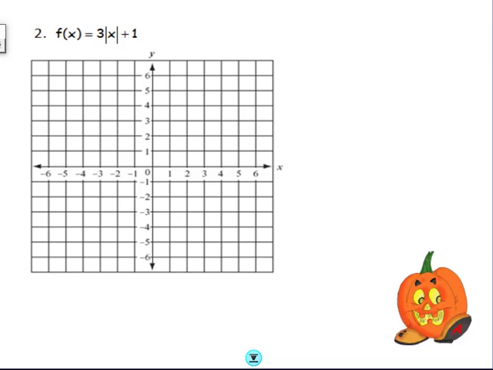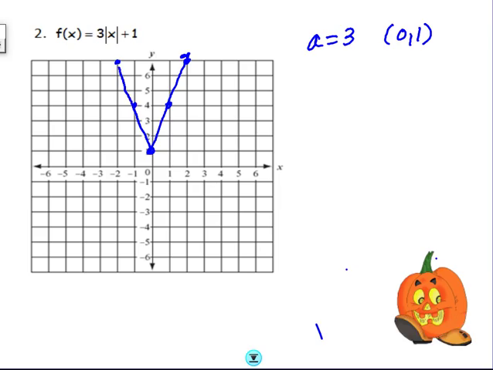Alright, you want to try one? Pause the video. Alright, this time a is 3, and our vertex is (0, 1). Graph the vertex first, and then move a. So up 3, right 1. Here again, fit as many points as you can. Now do the opposite. Up 3, left 1. Connect your points.